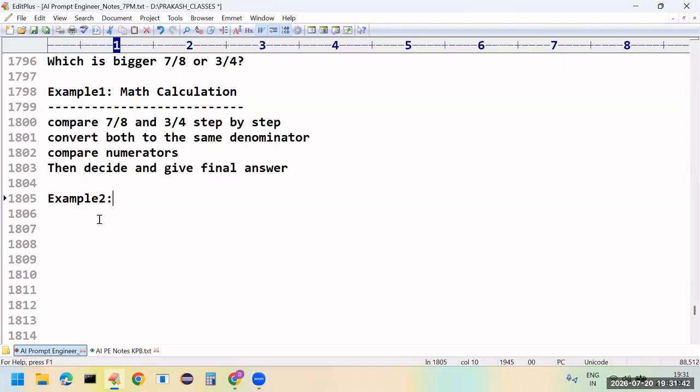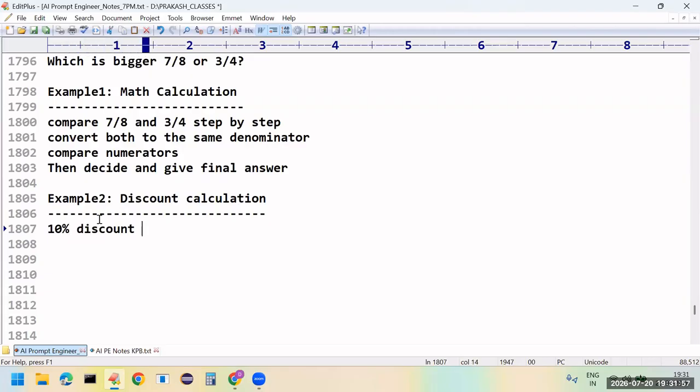Example number 2. What is the second example? Discount calculation. So what is discount calculation? 10% discount on rupees 500, and find the final price.